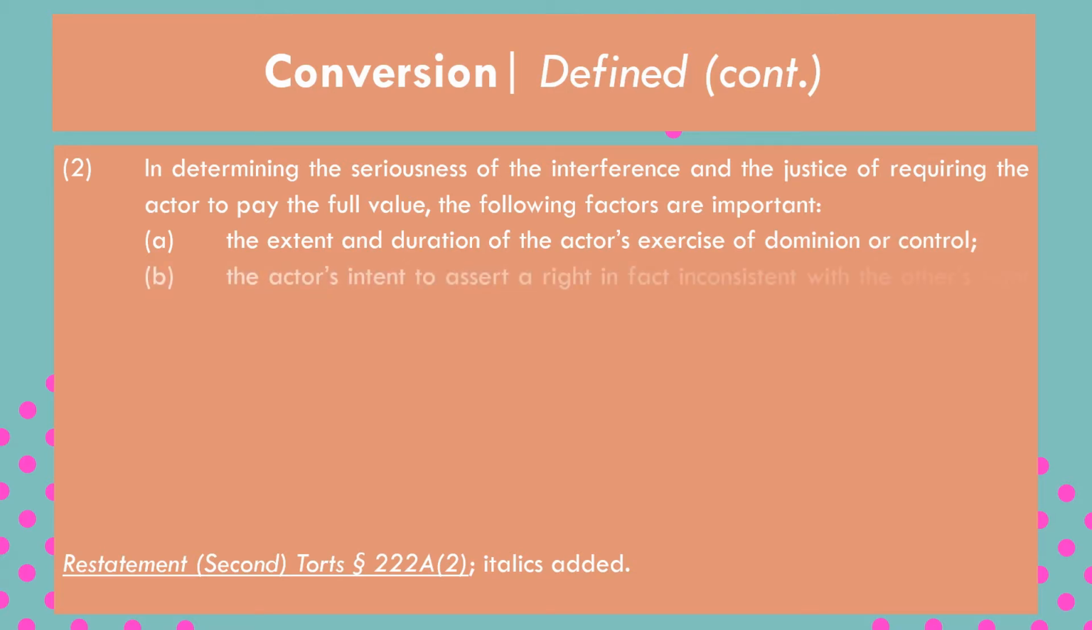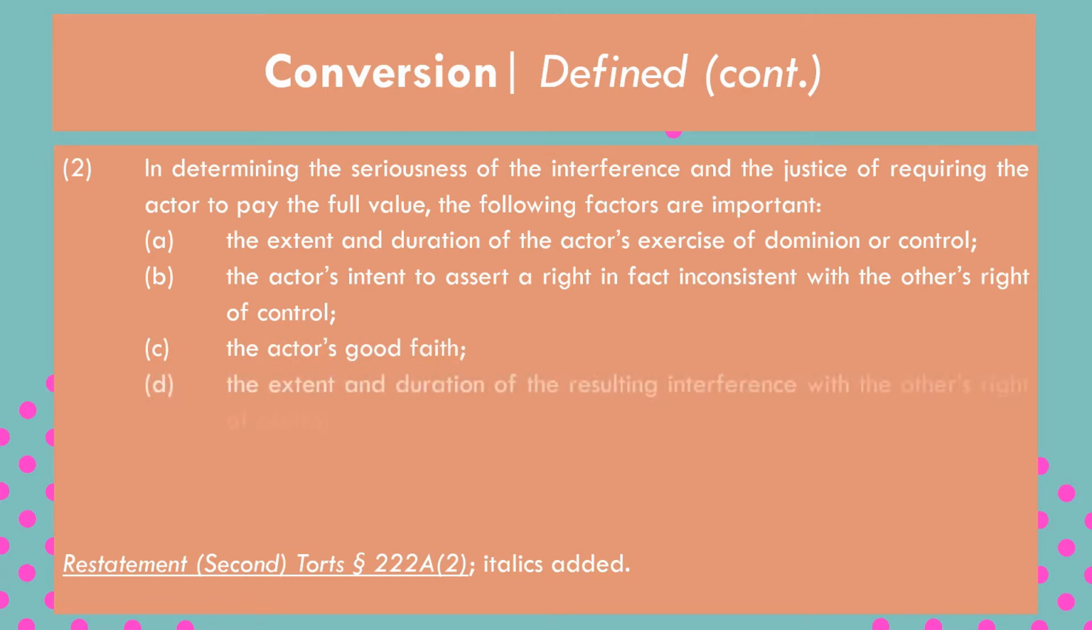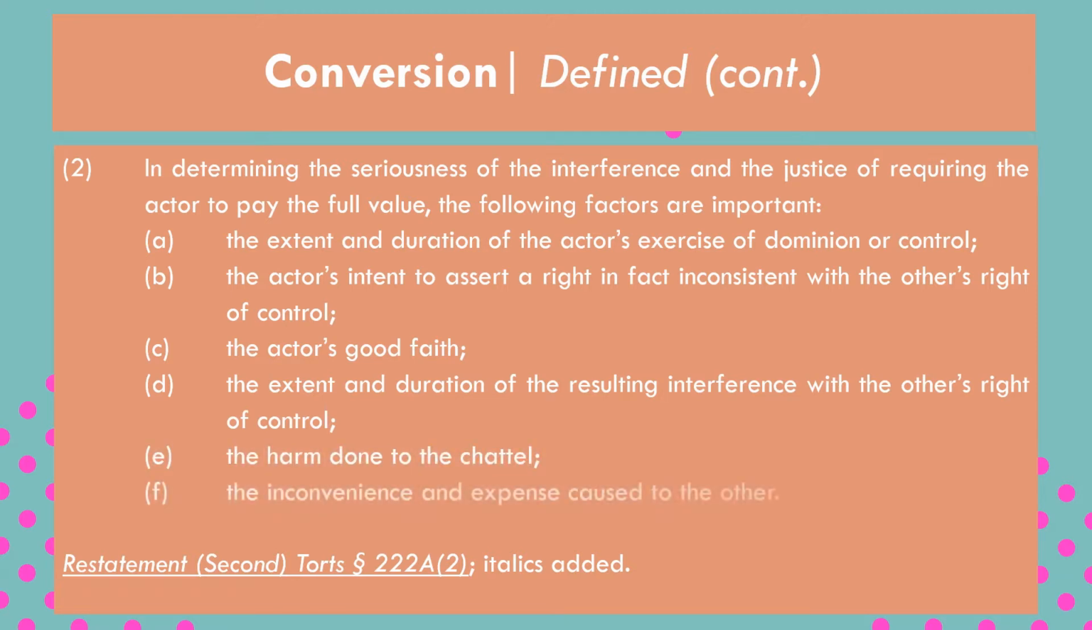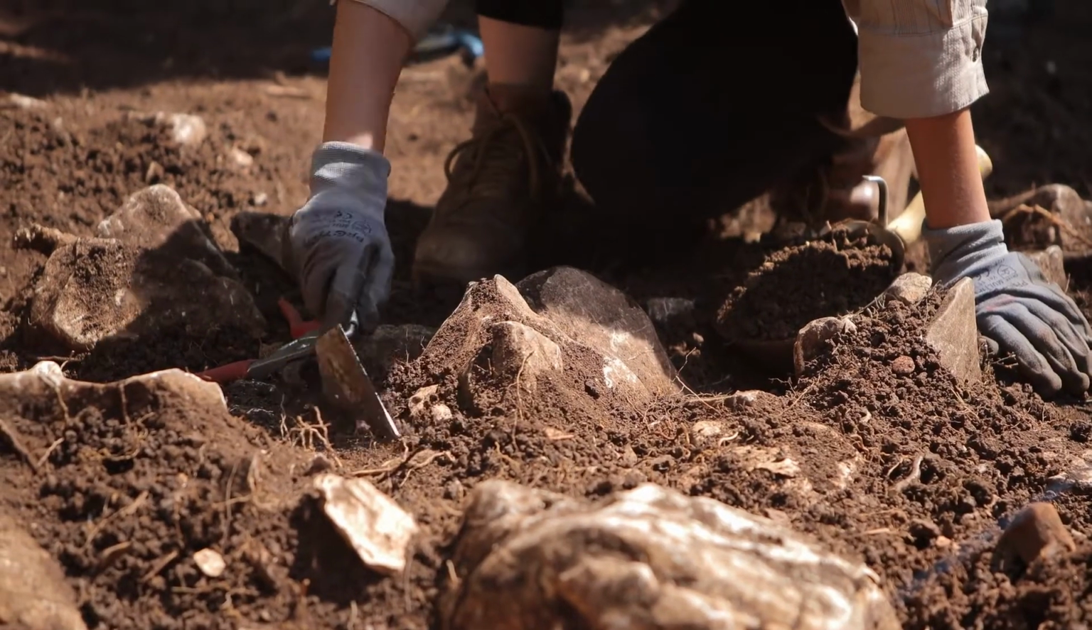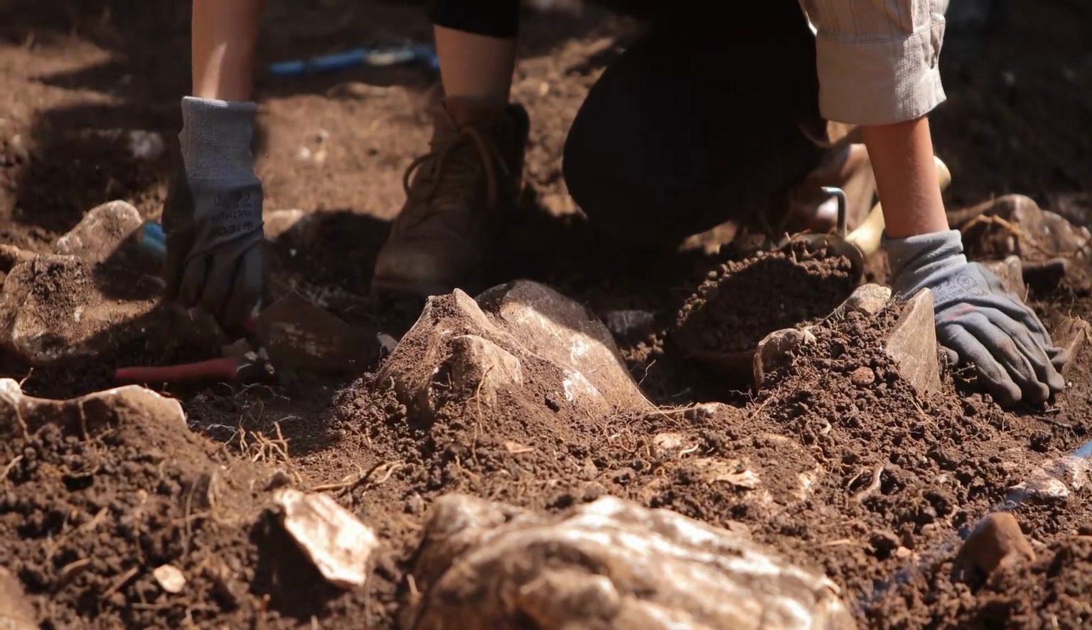A. The extent and duration of the actor's exercise of dominion or control. B. The actor's intent to assert a right in fact inconsistent with the other's right of control. C. The actor's good faith. D. The extent and duration of the resulting interference with the other's right of control. E. The harm done to the chattel. F. The inconvenience and expense caused to the other. Let's dig into the critical pieces composing the definition.